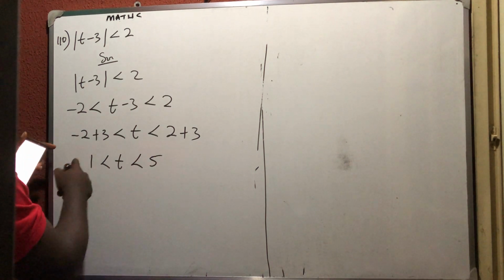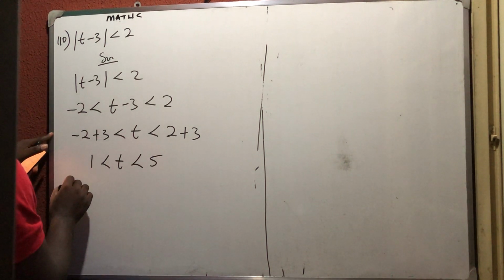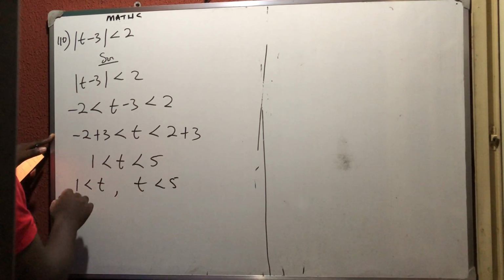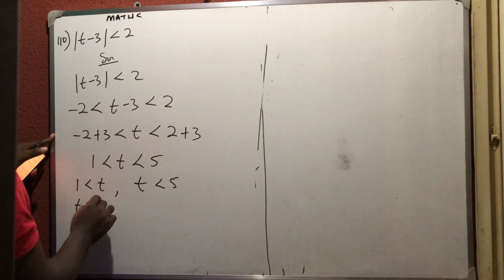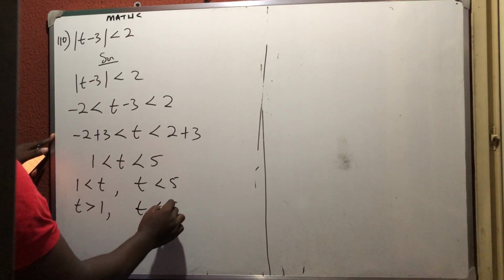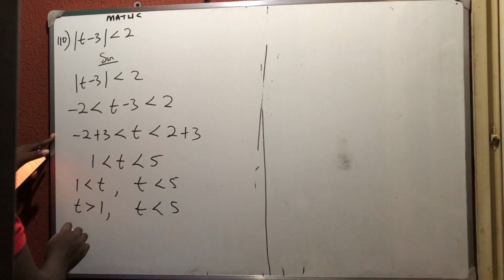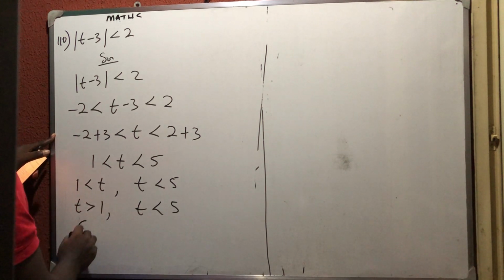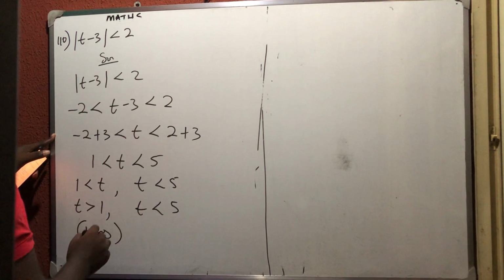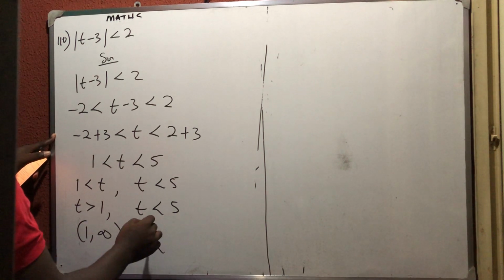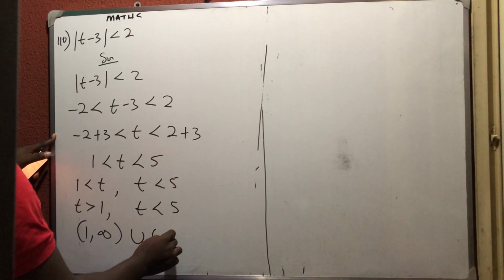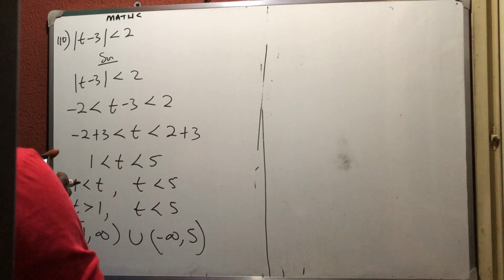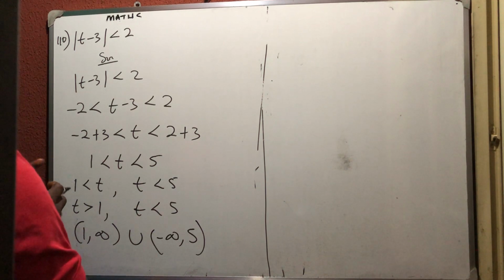If you want to separate it now, you're going to have 1 < t and t < 5. So t is greater than 1 and t is less than 5. If t is greater than 1, it means from 1 to infinity, union, this one is less than 5, which is from 5 to negative infinity. So that is that.